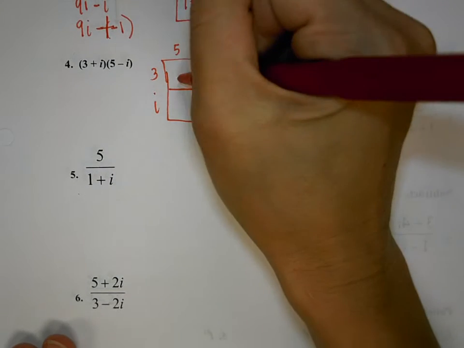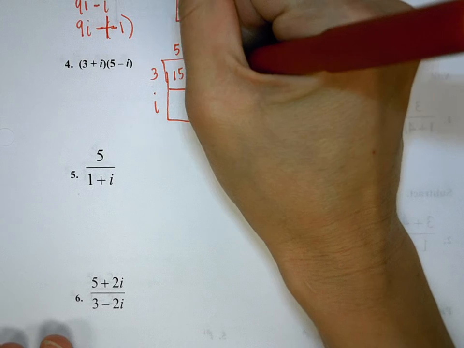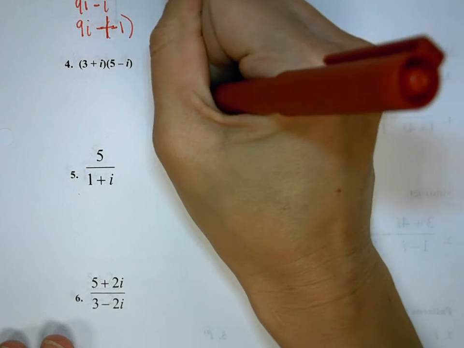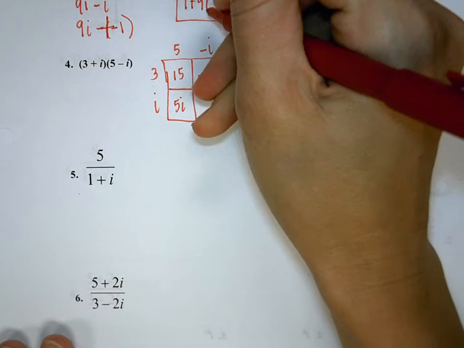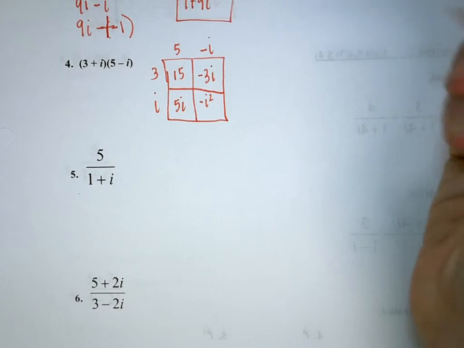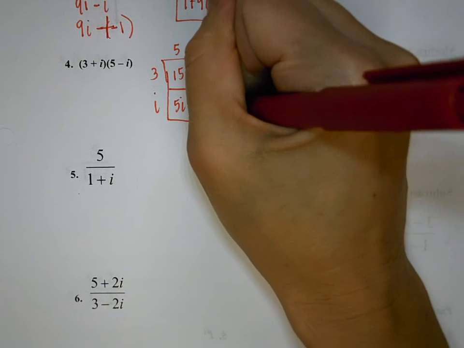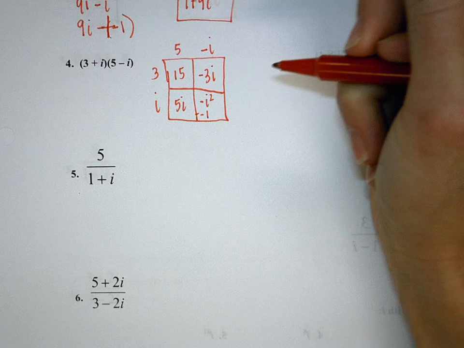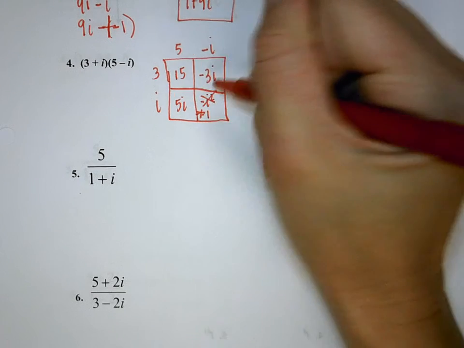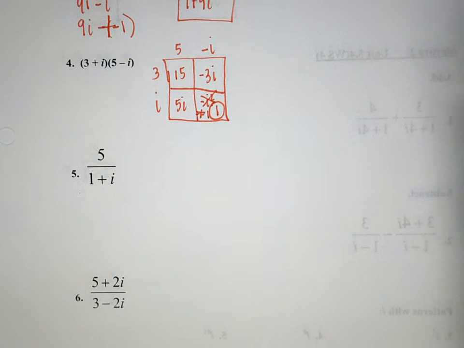So here, 3 times 5 is 15. 3 times negative i is negative 3i. i times 5 is 5i, and then i times negative i is negative i squared. But remember that i squared is what? Negative 1. But this is a negative 1, which will make it a positive 1. So I'm going to cross this out, and this is a positive 1 in here. I'm just going to circle that so I know what number that is.